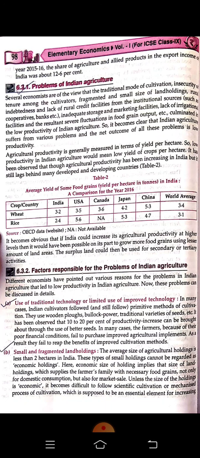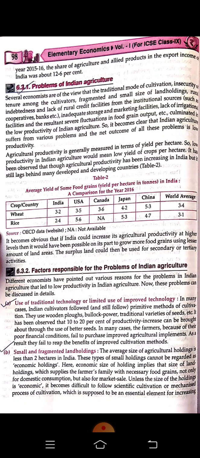You can find USA, Canada, Japan, China. Right. Next, what are the factors responsible for the problems of Indian agriculture? Use of traditional technology or limited use of improved technology.